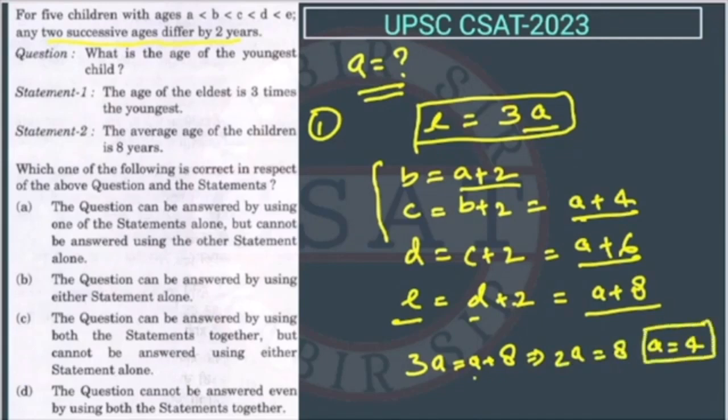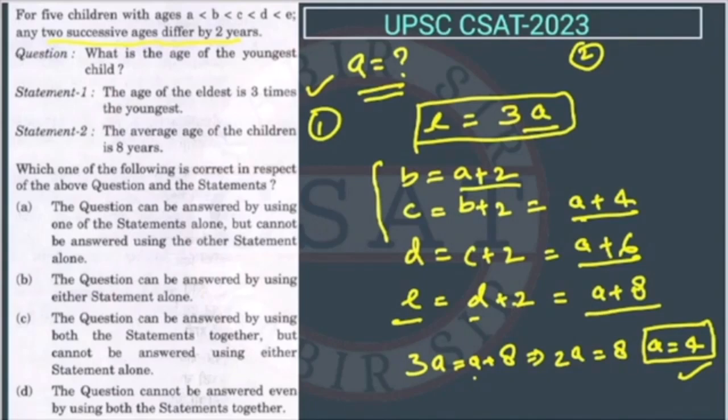Right. So we have to find what is the age of the youngest child. So the youngest child is 4. So through the first statement we can deduce this. Right. Now second statement. Let's check the second statement. The average age of the children is 8 years. Right. So they have given the average age is 8.